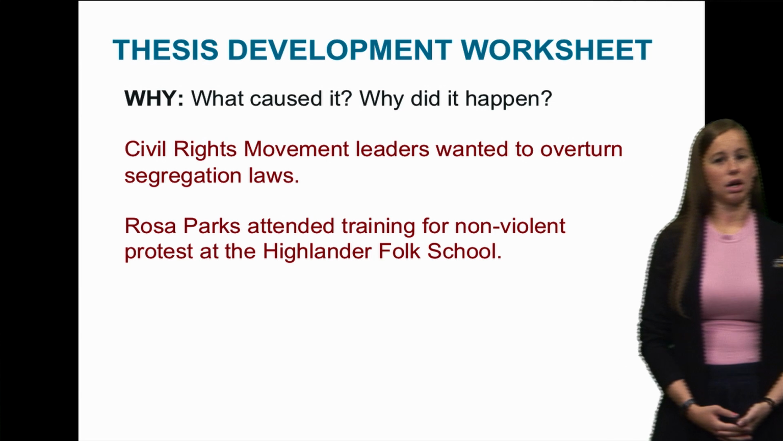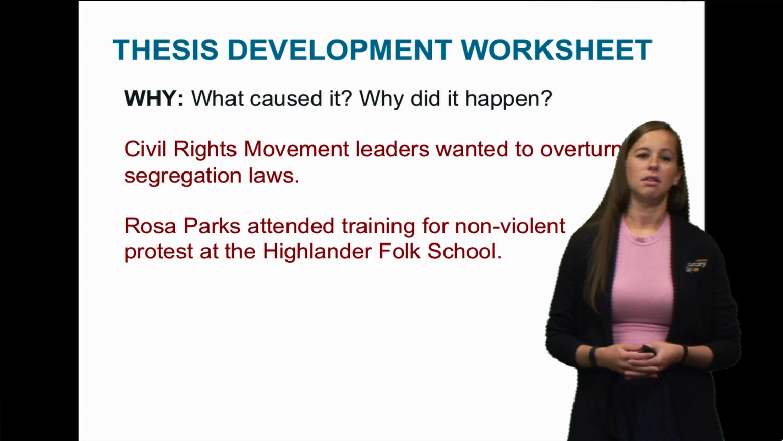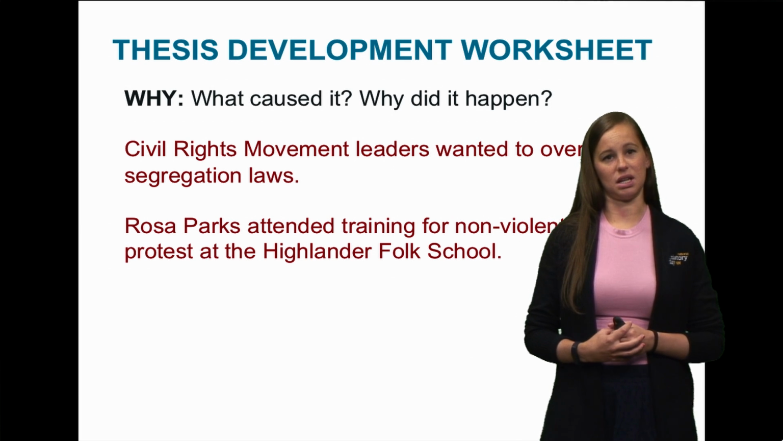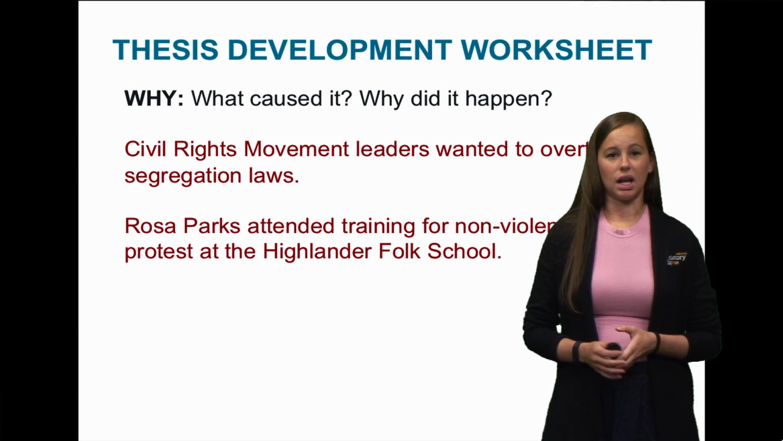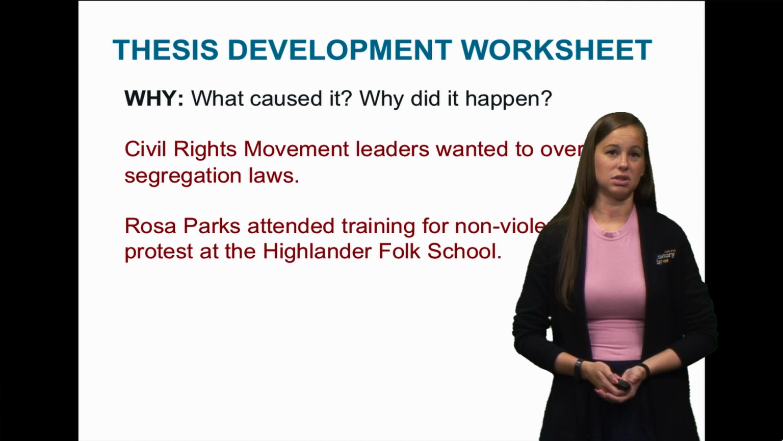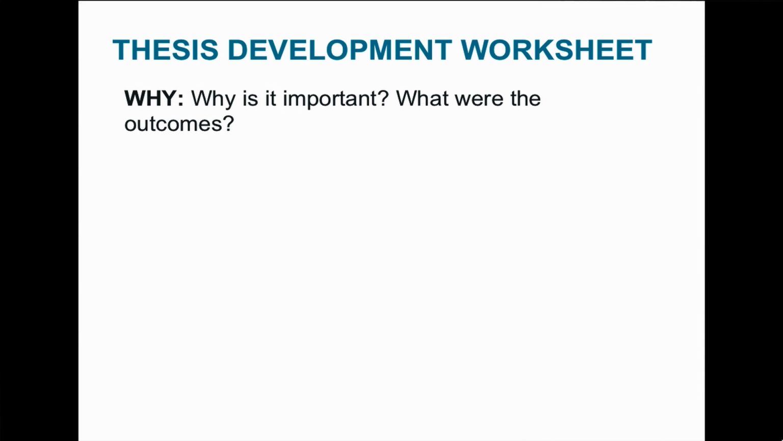Getting a little bit more in depth though, we ask why. What caused this? Why did it happen? Civil rights movement leaders wanted to overturn segregation laws. And Rosa Parks attended training for nonviolent protests at the Highlander Folk School. Rosa Parks was, in fact, trained before this event, and she had planned on refusing to give up her bus seat that day in Montgomery. So this was like an action that those civil rights leaders took in order to cause a reaction among government officials. And then knowing why is this important, what were the outcomes?